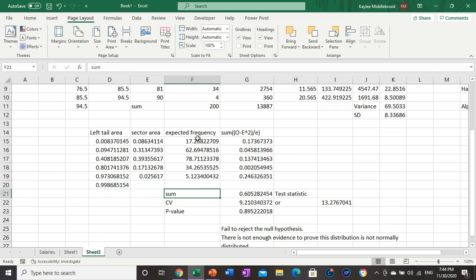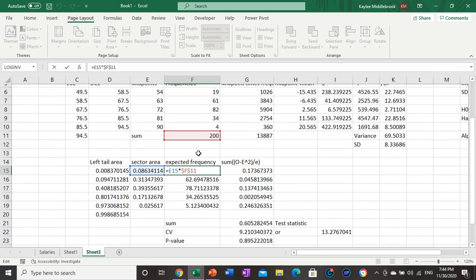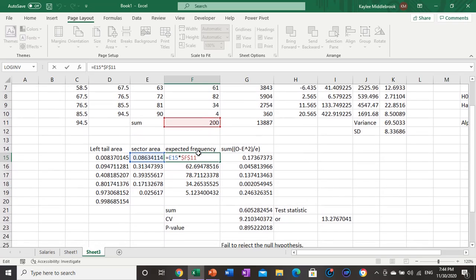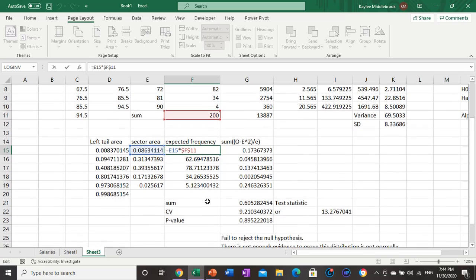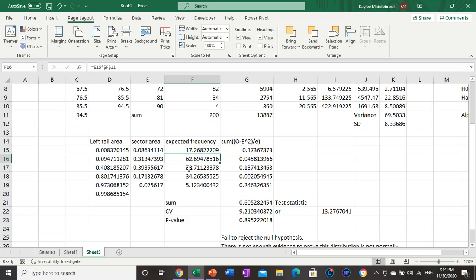Okay, and then after that, we will multiply this sector area by the frequency, which makes sense because if you think about like the standard normal curve and like the sliver of area underneath that, if you multiply that by the total number of values you have, then that will give you like the expected frequency, right? How much you expect to be under there in like ideal conditions if it were perfectly normally distributed.